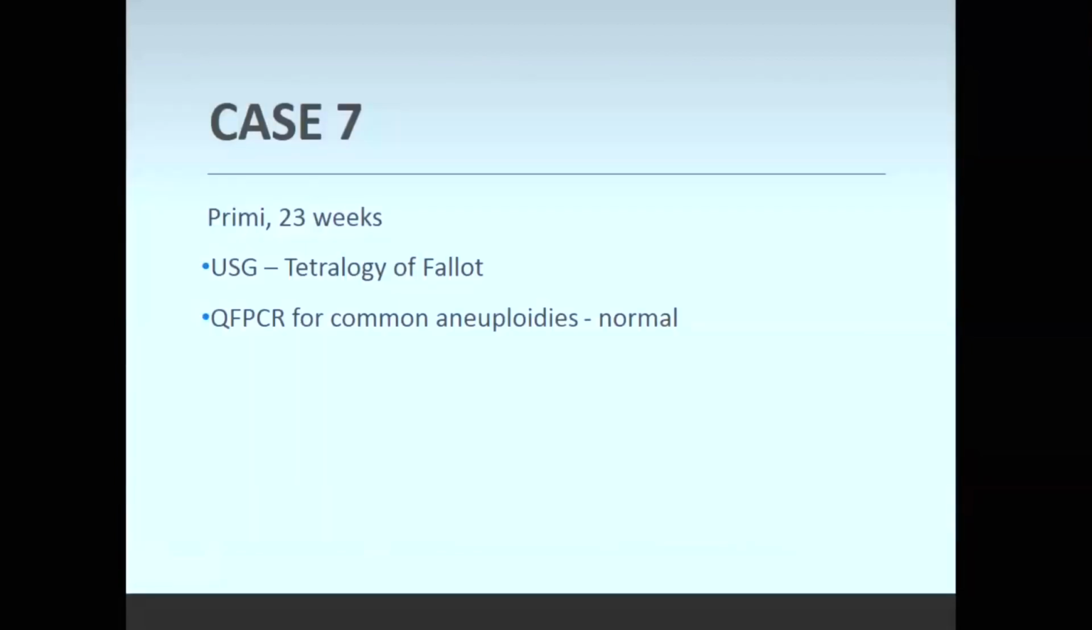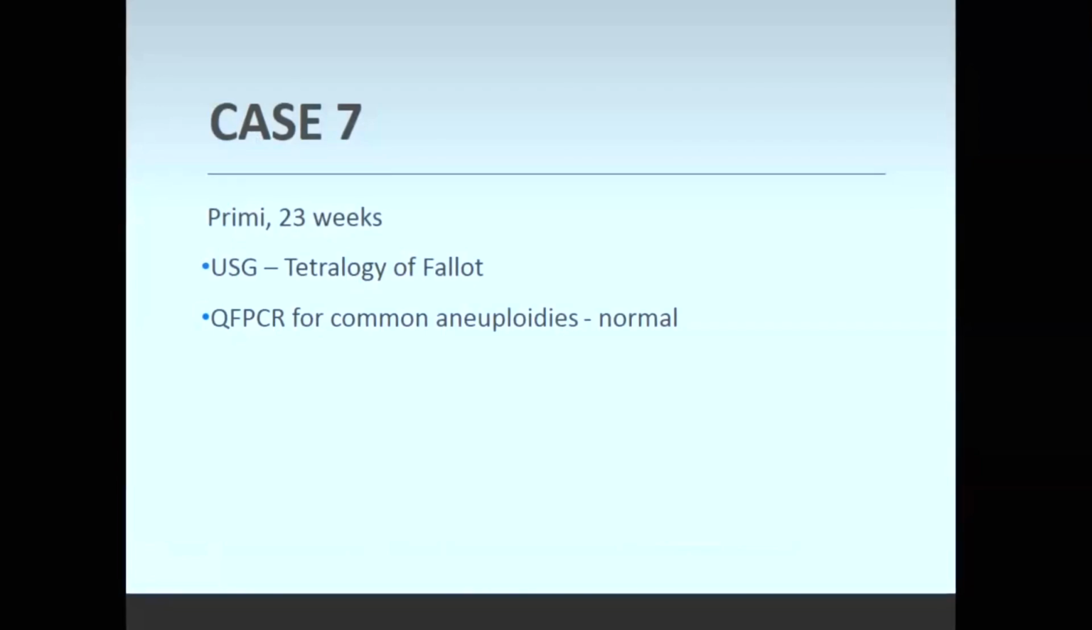So coming to next case, this is a 23 weeks lady. Ultrasound showed tetralogy of Fallot and QF-PCR was normal. So what will be the next? What will be the provisional diagnosis? DiGeorge. Okay. So next test. Yes, we can do FISH for 22q since there is a tetralogy of Fallot. So we suspect DiGeorge. We can do FISH for DiGeorge.